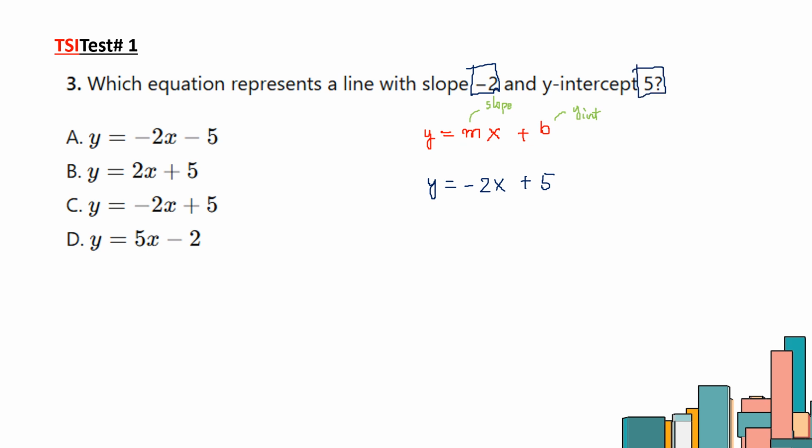So we plug in; x and y we keep the same. The correct answer is -2x plus 5, which is C. Be careful: in the test they may give you some really similar answers, so make sure you double check every time you choose your final answer.